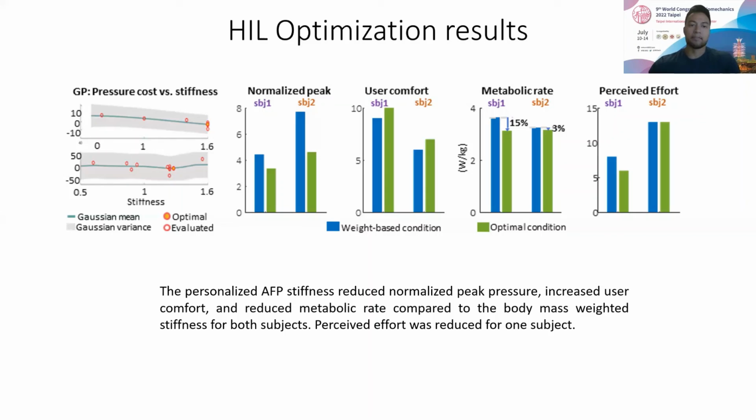The personalized AFP stiffness reduced normalized peak pressure. It increased user comfort and reduced metabolic rate compared to the body mass weighted stiffness for both subjects. Perceived effort was also reduced for one subject.